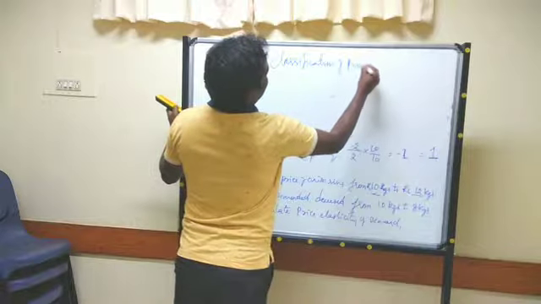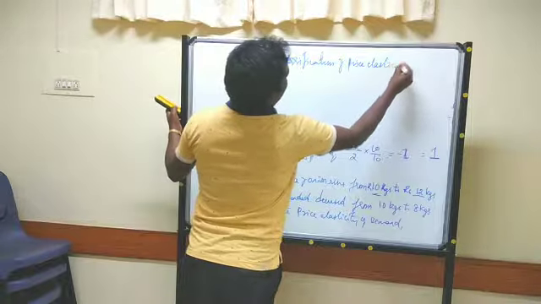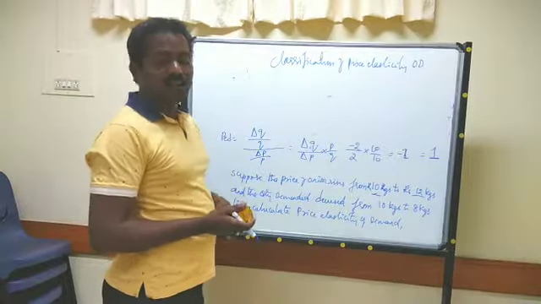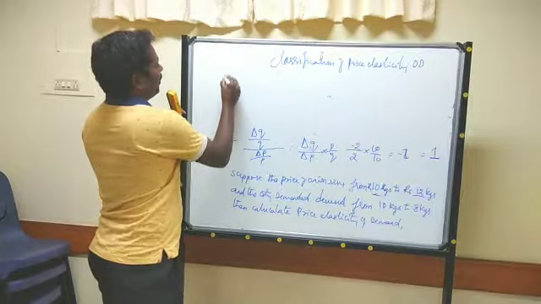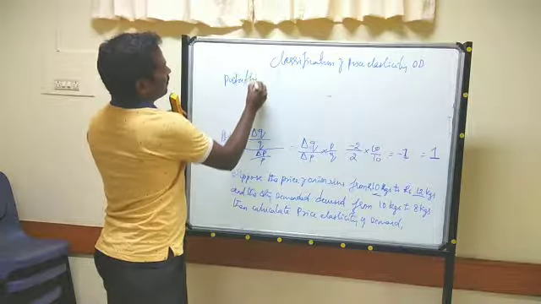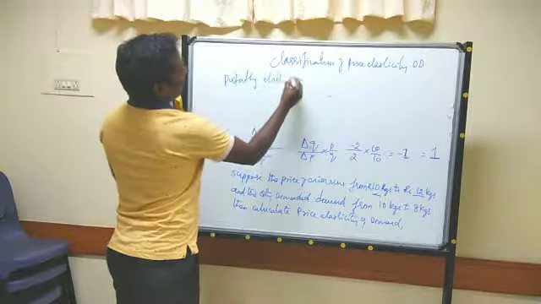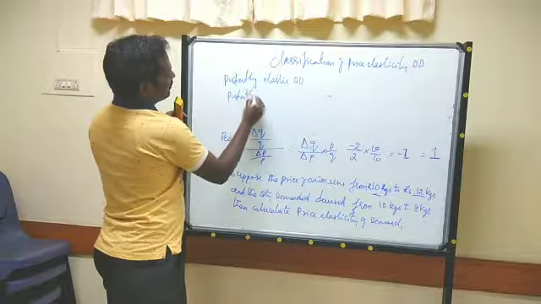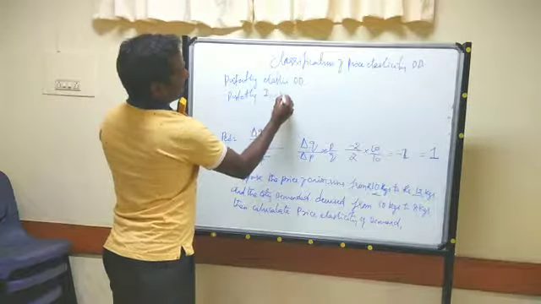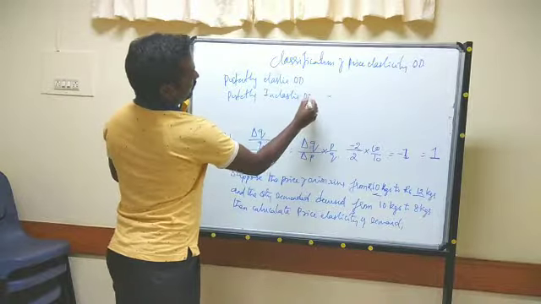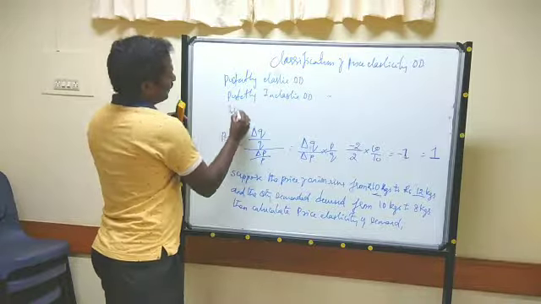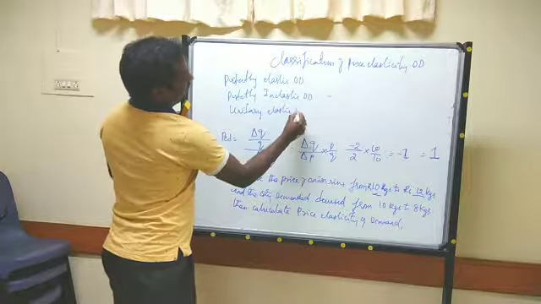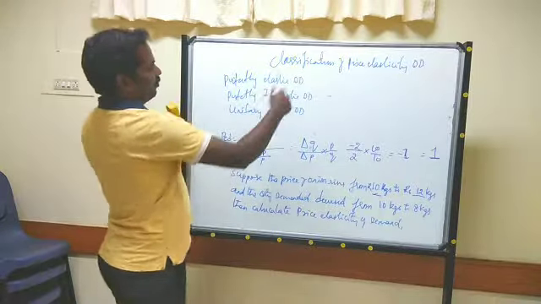Classification of price elasticity of demand. So there are 5 degrees or 5 classifications, that is: perfectly elastic demand, perfectly inelastic demand, unitary elastic demand. Now we'll write on the other side.